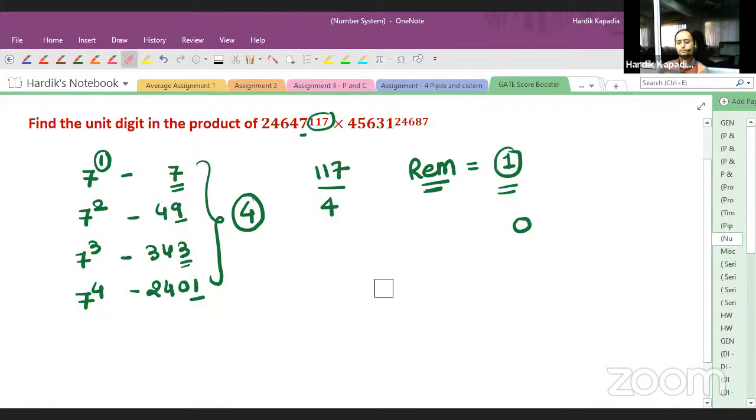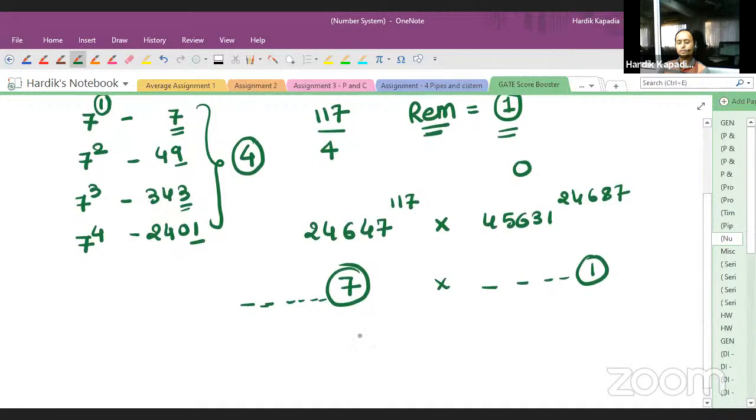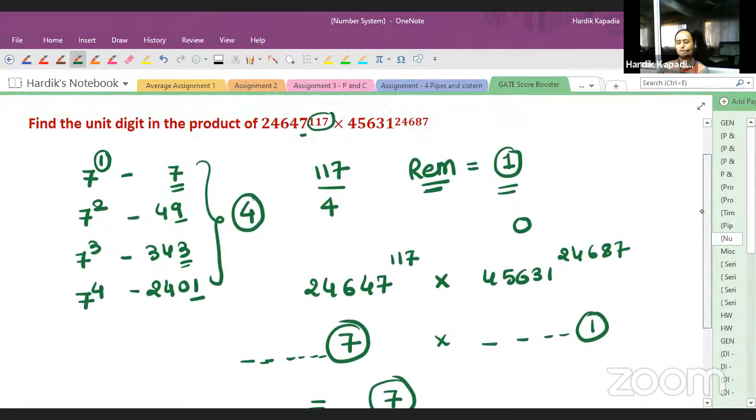So now for this, 24647 raised to 117, the unit digit of this entire number is 7. We'll get something over here, but the unit digit of the entire number is 7, into 45631 raised to 24687. Anything raised to 1 has to be 1 only. So the unit digit of this multiplication will be 7. Okay, so this is your number system question.